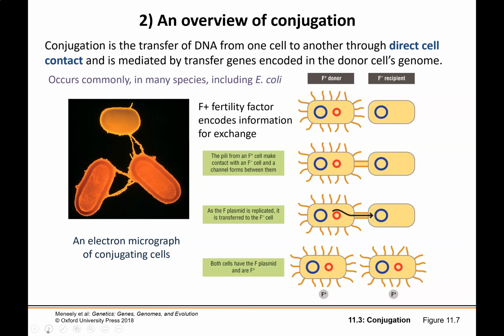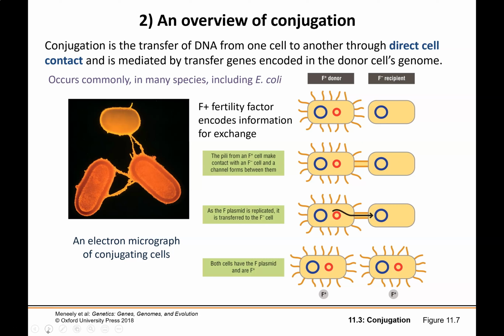So, conjugation involves direct contact. Transformation, that we talked about in the last video, does not require contact. The cell simply takes up the DNA from the environment. Conjugation, however, requires a physical connection. So it occurs commonly in many bacterial species. Generally, it occurs between closely related species or between two bacterium that are the same species, including E. coli.